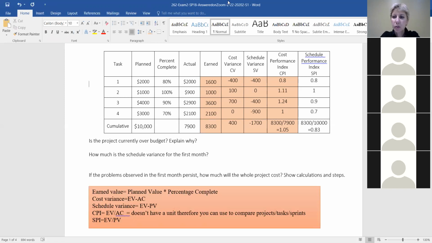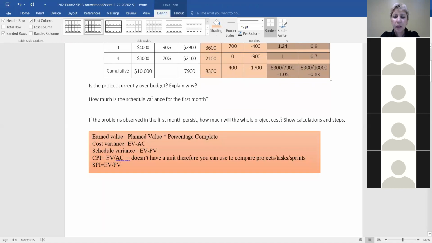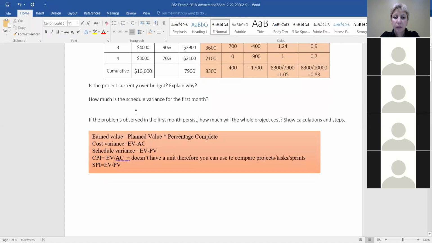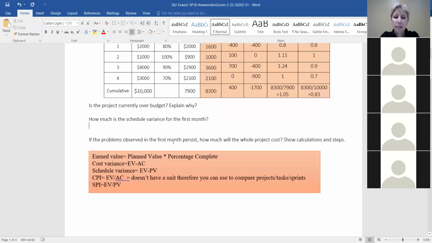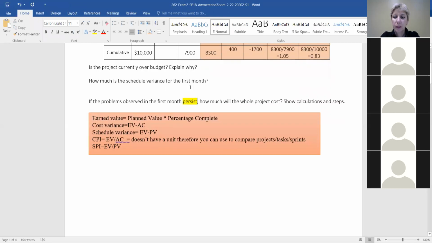I'm going to take control, put a quick note here, and do the styling. So this is the other part of the question that we did. Now, all the answers are here in your table and you've answered those. If the problem observed in the first month persists, so that's the keyword, how much will the whole project cost? Show calculations and the steps.